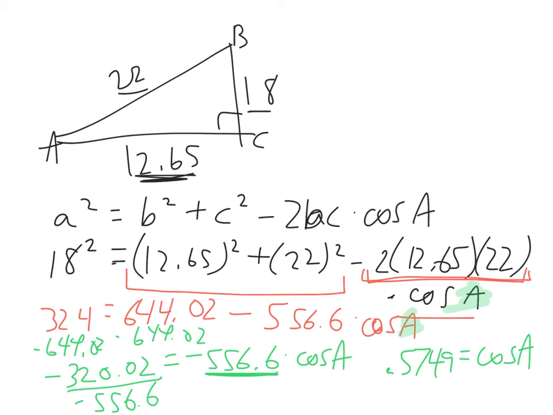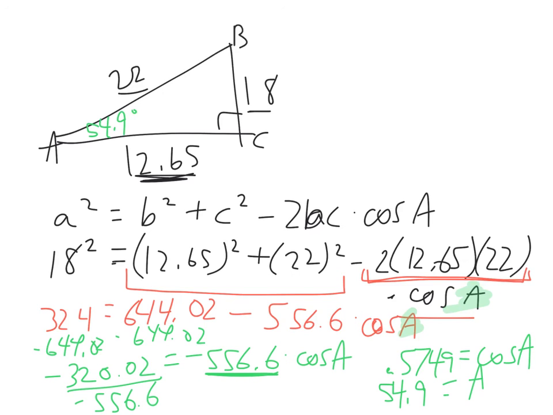Here, to get rid of the cosine and just get A, angle A, you have to take the inverse cosine of both sides. So I'm going to go second cosine, and I'm going to plug in 0.5749. And when I take the inverse cosine of 0.5749, I get A equals 54.9 degrees.